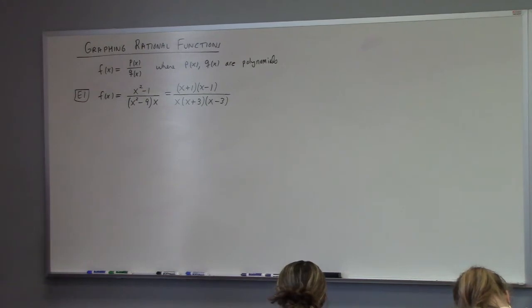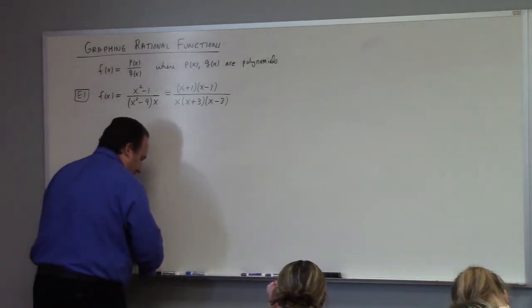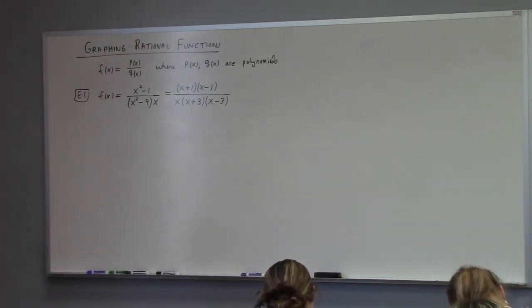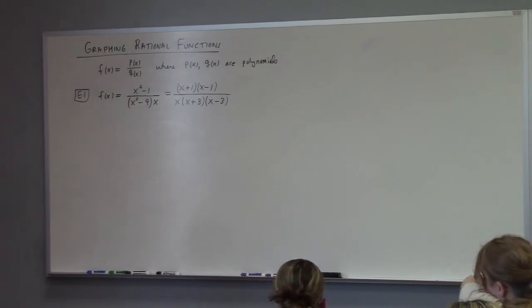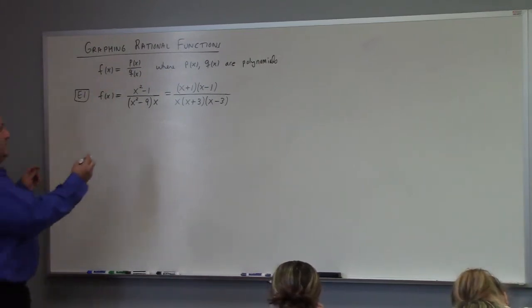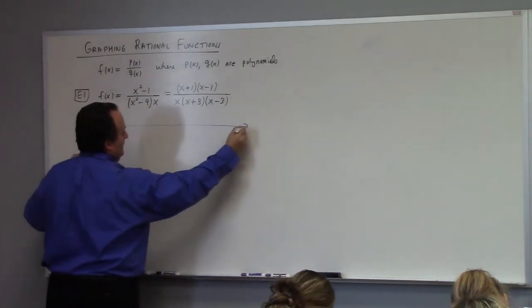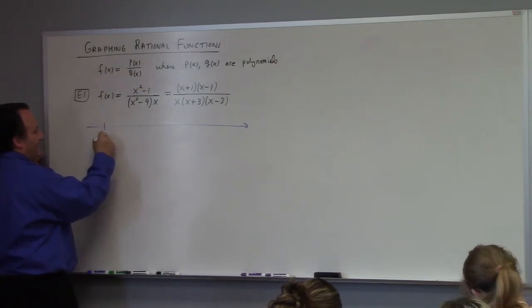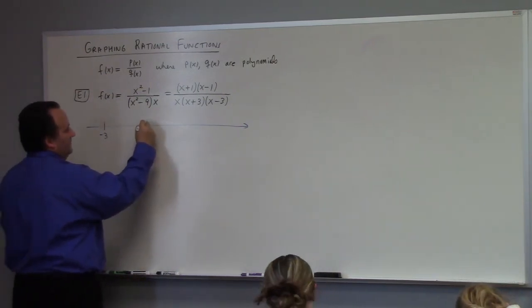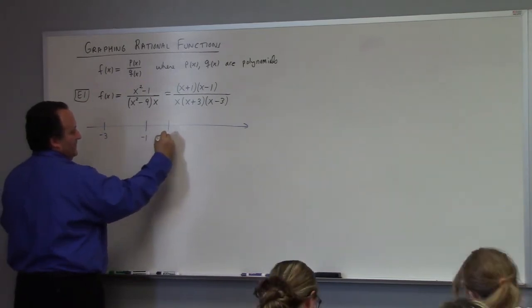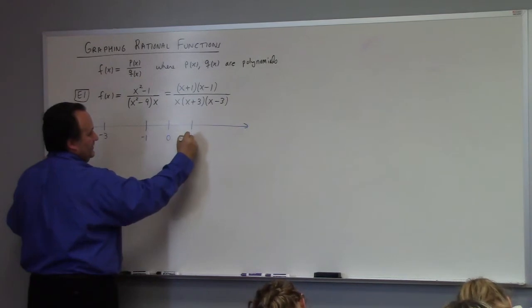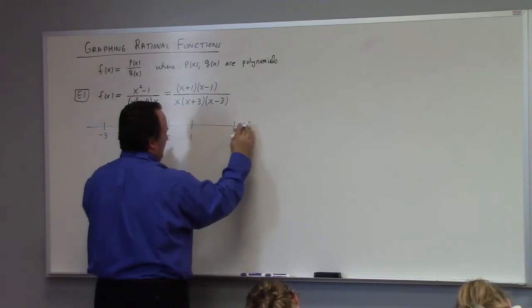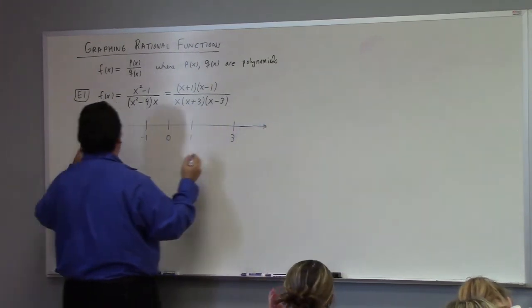Now, I identify critical numbers. The critical numbers here either come from where the denominator is 0 or from where the numerator is 0, all right? So here, I draw my number line, and I've got one at -3. And I've got one at -1. I've got a critical number at 0. I've got another one at 1. And then I've got another one at 3. I'm attempting some semblance of scale here, okay?